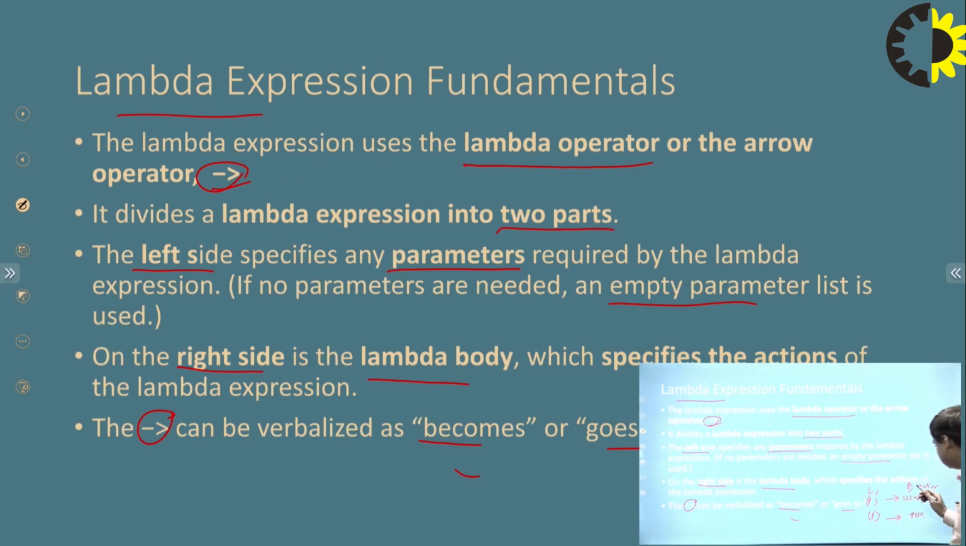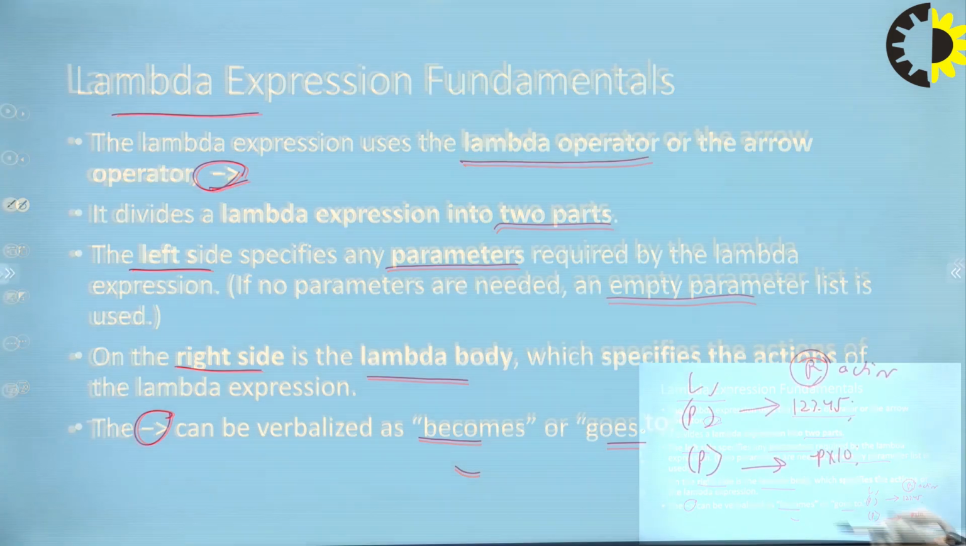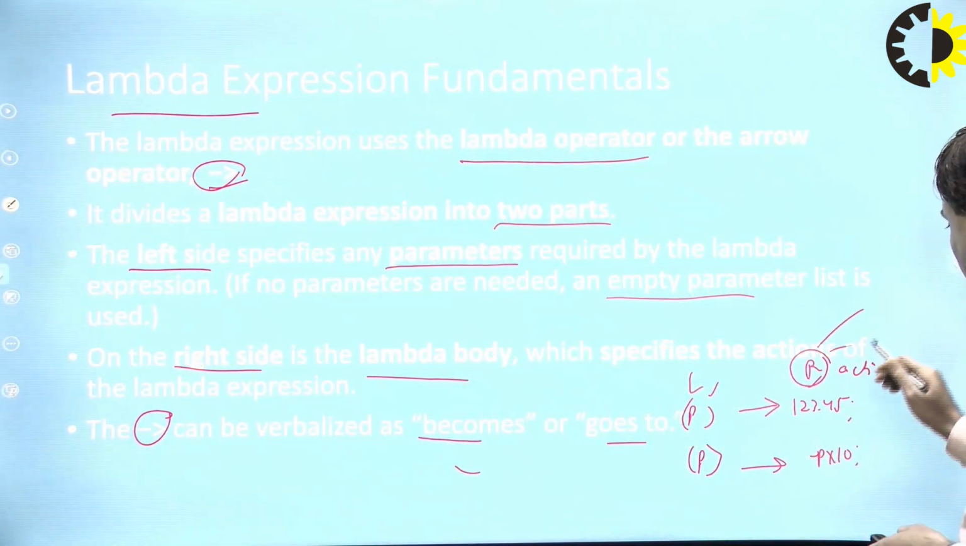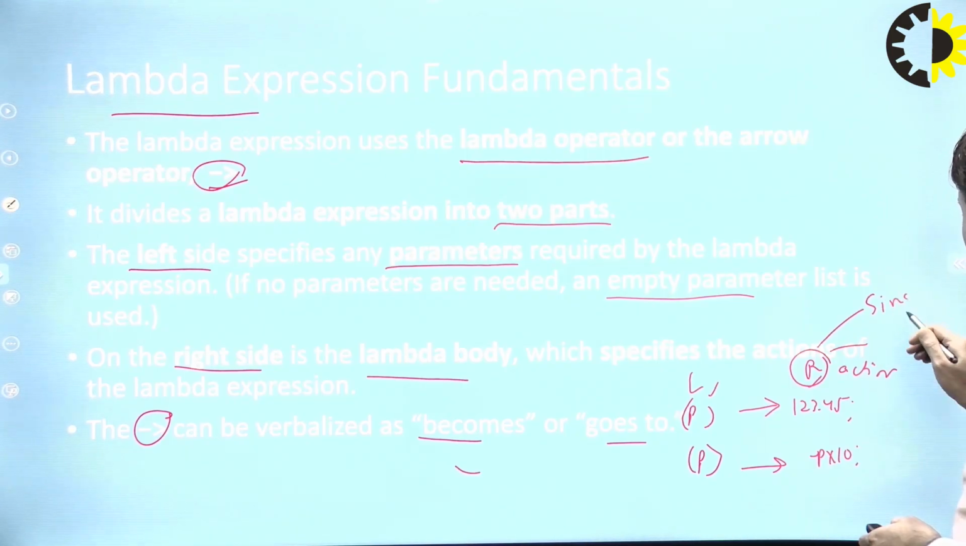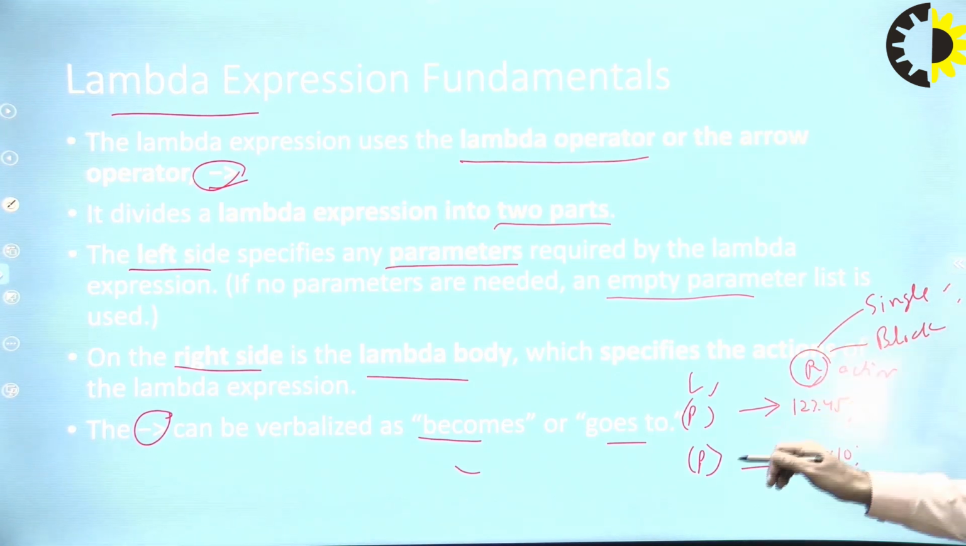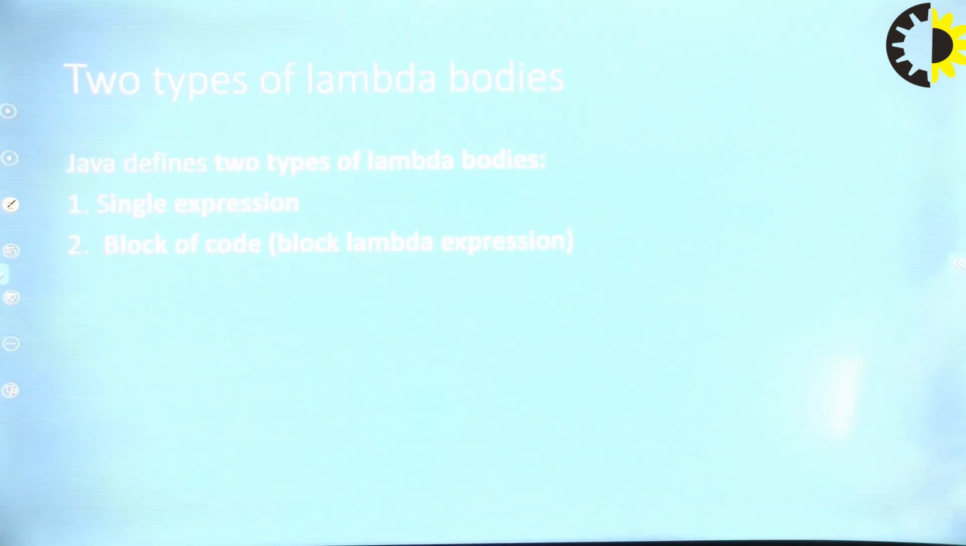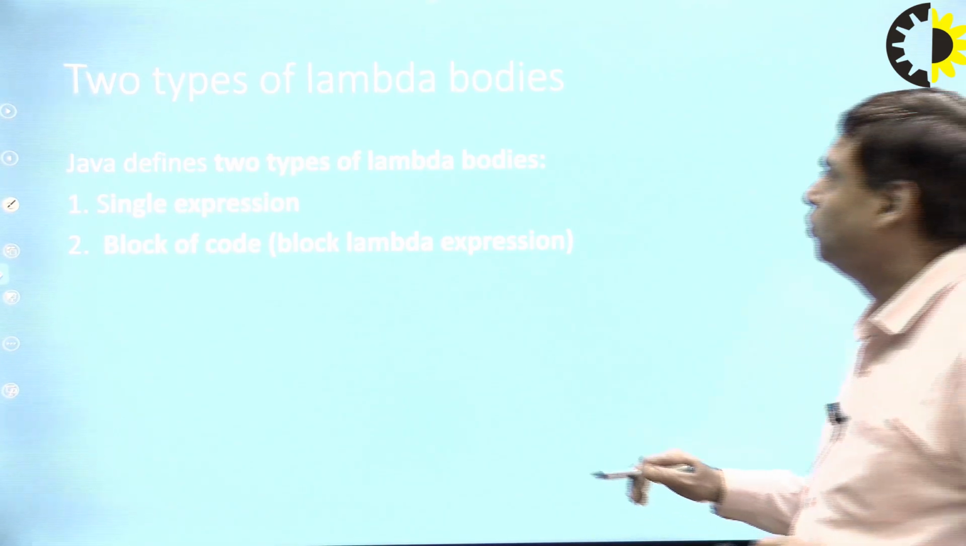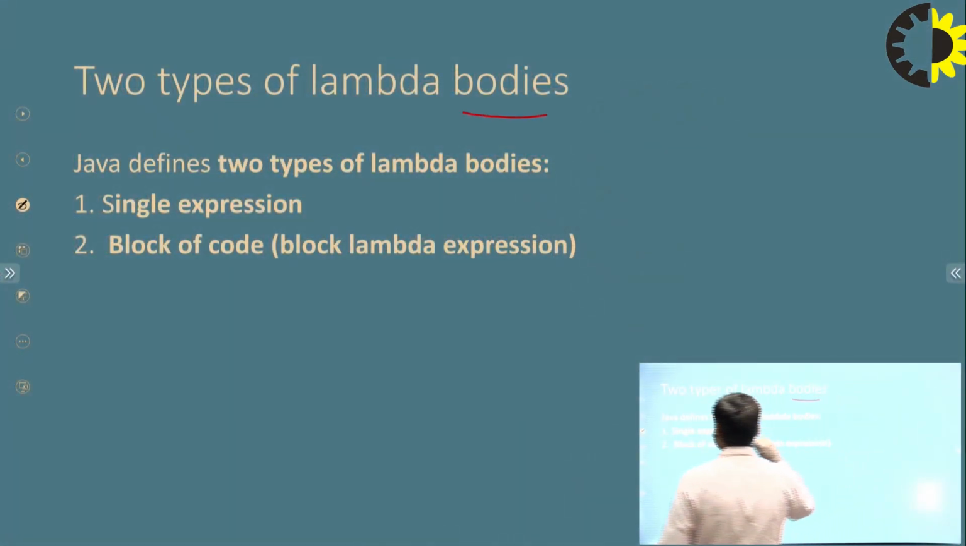Now, we are talking about the right side. Can we have two categories? One is single expression, and second is block. We are talking about the action part, the body of the lambda expression. Basically, the right side is called the body of the lambda expression, and the left side is called the parameter of the lambda expression. So, the body can be of two types, one is single, second is block of code.